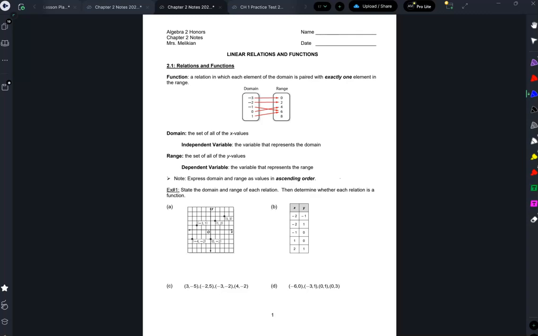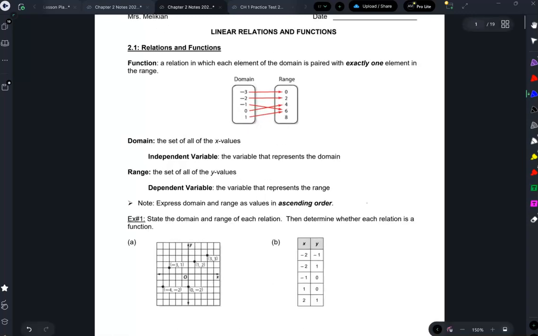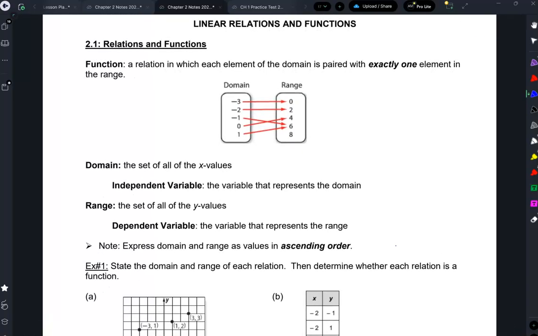2.1. In section 2.1, we are going to start talking about functions.